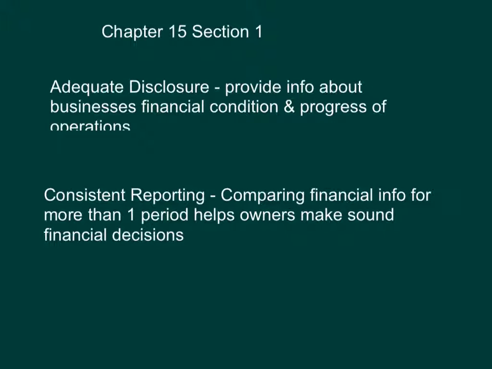In Chapter 15, we'll be dealing with financial statements, and there are two accounting concepts that will be covered. Adequate disclosure, which basically means you're providing information about the business's financial condition and the progress of operations. The second concept is consistent reporting. You want to be able to compare financial information for more than one period. This helps owners make sound financial decisions. Using the same procedures and reporting methods is important for financial statement preparation.